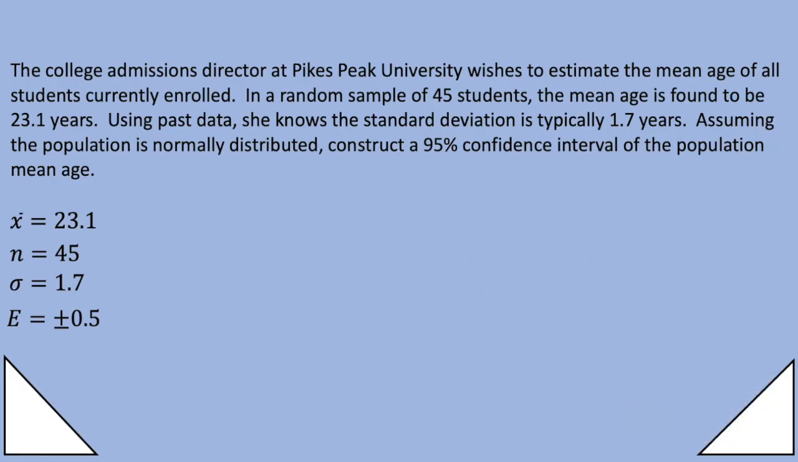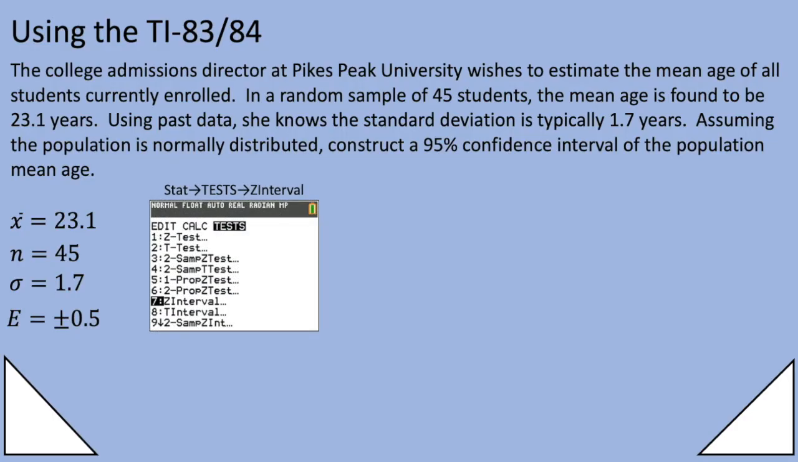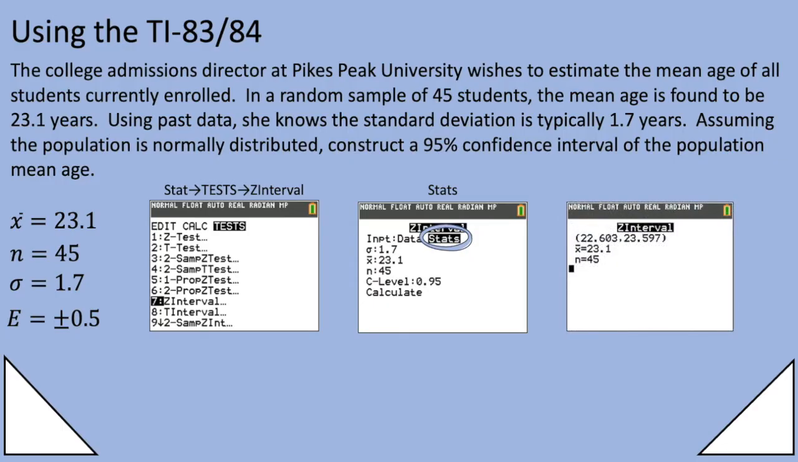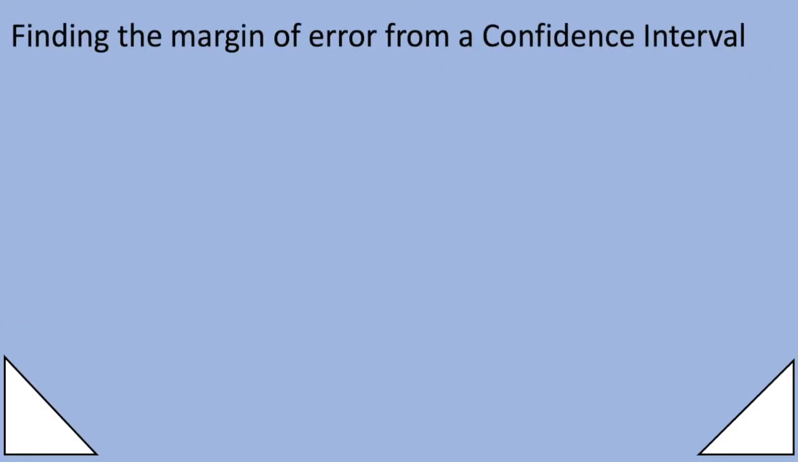Now the good news, we can also use the calculator to find the confidence intervals. If you go to Stat Tests and go down to Z interval, highlight stats, and then plug in the information you know: the standard deviation, the mean, the sample size, and the confidence level that you're looking for. And then it does all the calculations for you. So you can see here 22.603, 23.597.